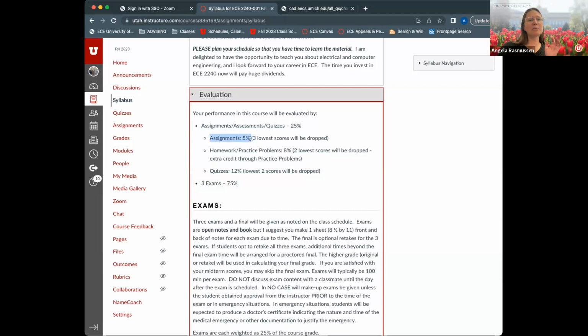5% will be the assignments. 3 of those scores can be dropped, and that's because I don't allow late homework or late assignments to be turned in. Instead, I understand life situations come up, just use that to drop it.